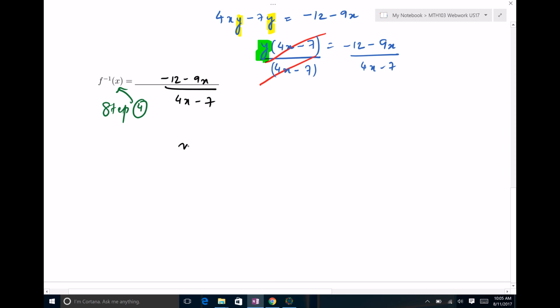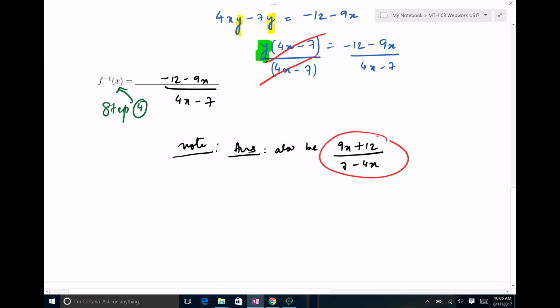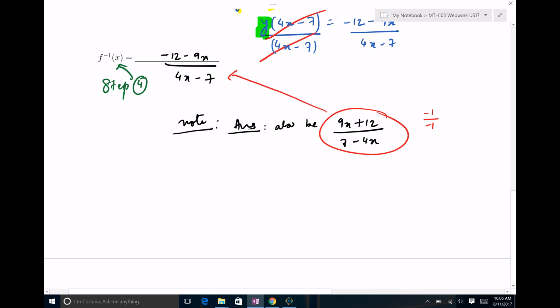A quick note that I'd like to make is that the answer to this question could also be (9x plus 12) over (7 minus 4x), depending on how you exchange things. All I've done in this term that's different from the term over here is that I've multiplied the numerator and denominator by negative 1, and that gives you this term. So you could get either one of these answers. They're both correct and they both mean the same thing.